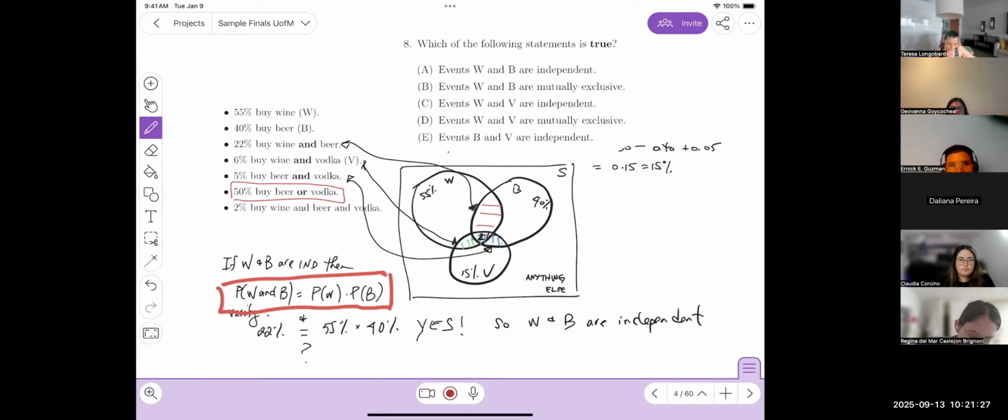So the answer is A, but let's check the other ones. You should always check the other ones. Any questions about what I just said? Okay, so it's both ways. If you know two events are independent, you can multiply them to find the probability of them happening together. If the math works out that this equation is satisfied, then they are independent. It goes both ways.